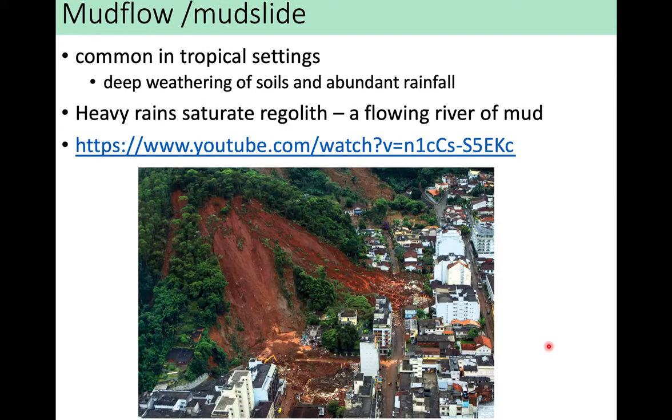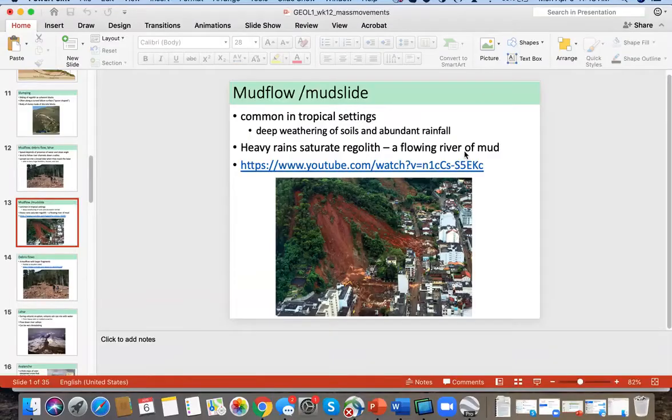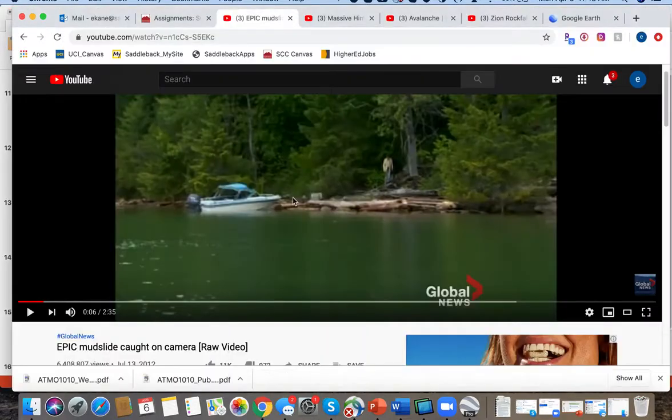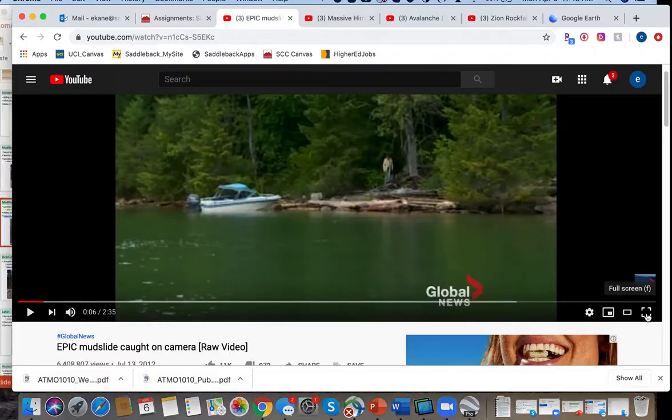So we would be looking for a tropical area that has a lot of rainfall to cause weathering, and also a lot of rainfall to saturate the ground. Because a mud flow is just a river of flowing mud. So let's watch this video. Where is it? This one. So this is a mudslide.